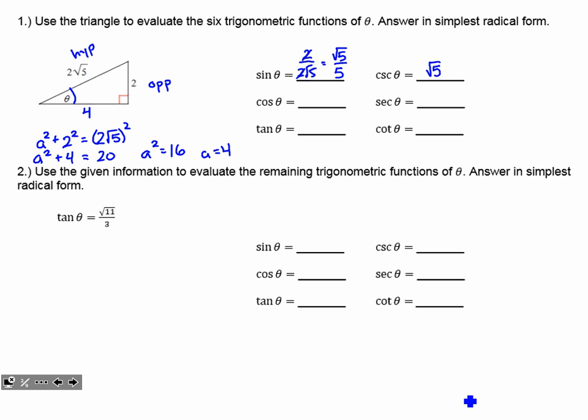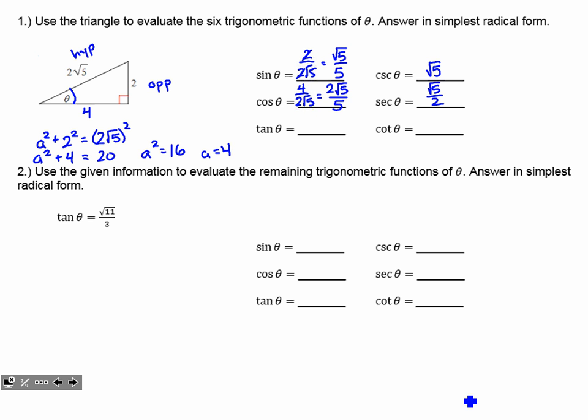Cosine is going to look just like sine, except instead of 2 over 2 root 5, it's going to be 4 over 2 root 5. And we'll see the same type of cancellation, except the 2's don't cancel. It's now 4 over 2, simplifying to 2 over 1. So my answer should be 2 root 5 over 5. All right, and likewise, secant, that will be root 5 over 2 when we take its reciprocal.